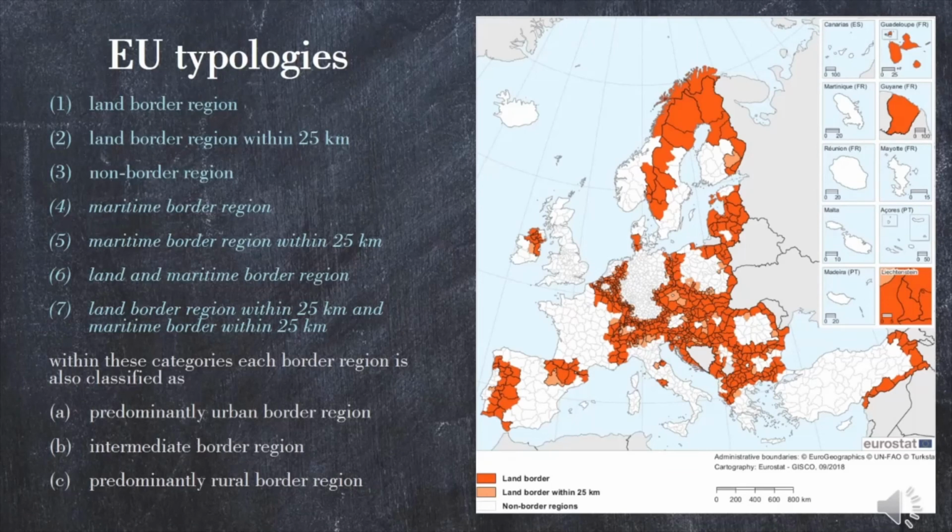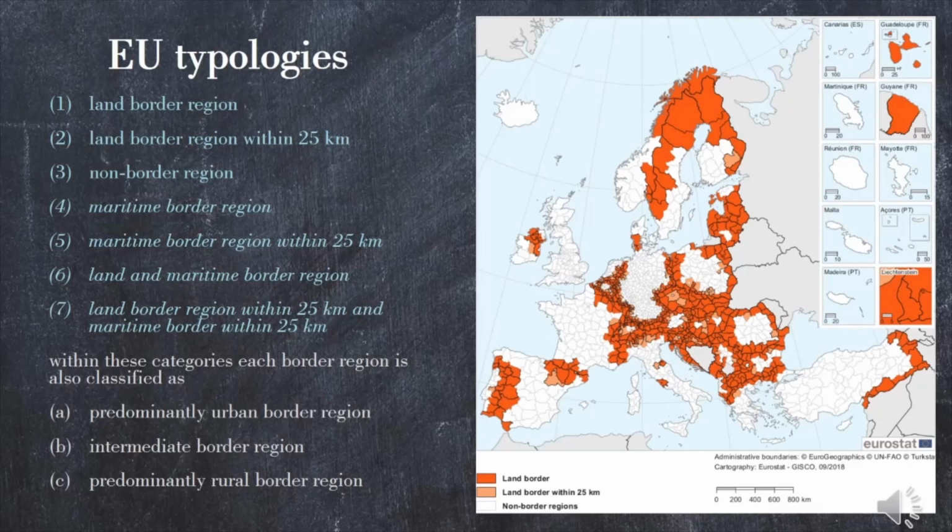Now, focusing more on a union perspective, here we must take into consideration that in the EU regional policy, the typology of borders is based on three different approaches and aspects. The EU border typology was developed by the European Commission's Director General for Regional and Urban Policy in association with Eurostat. There is a typology solely based on the distance between a border and a region, which we defined earlier, identifying three basic types of border regions in the EU, namely a land border within 25 kilometers, and non-border region.